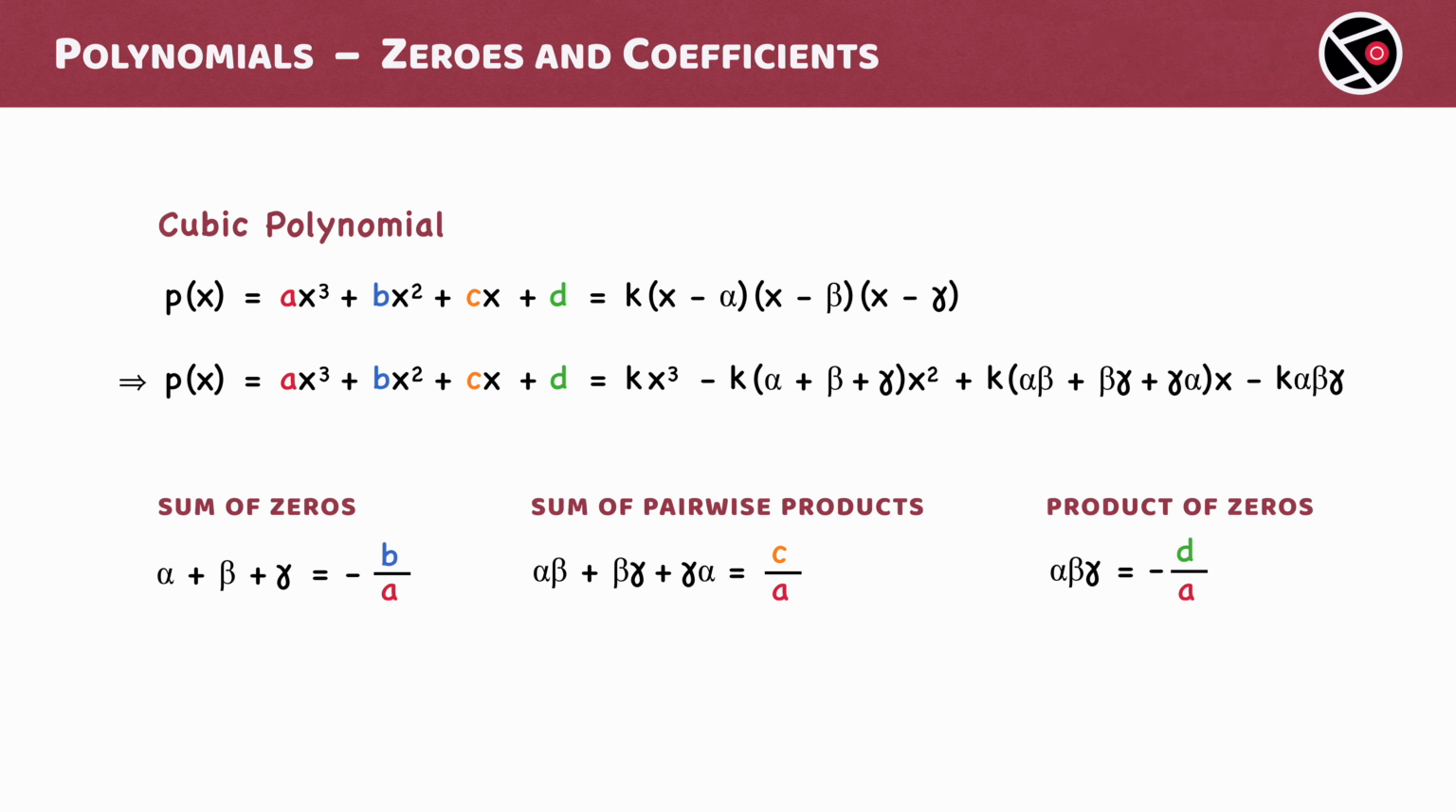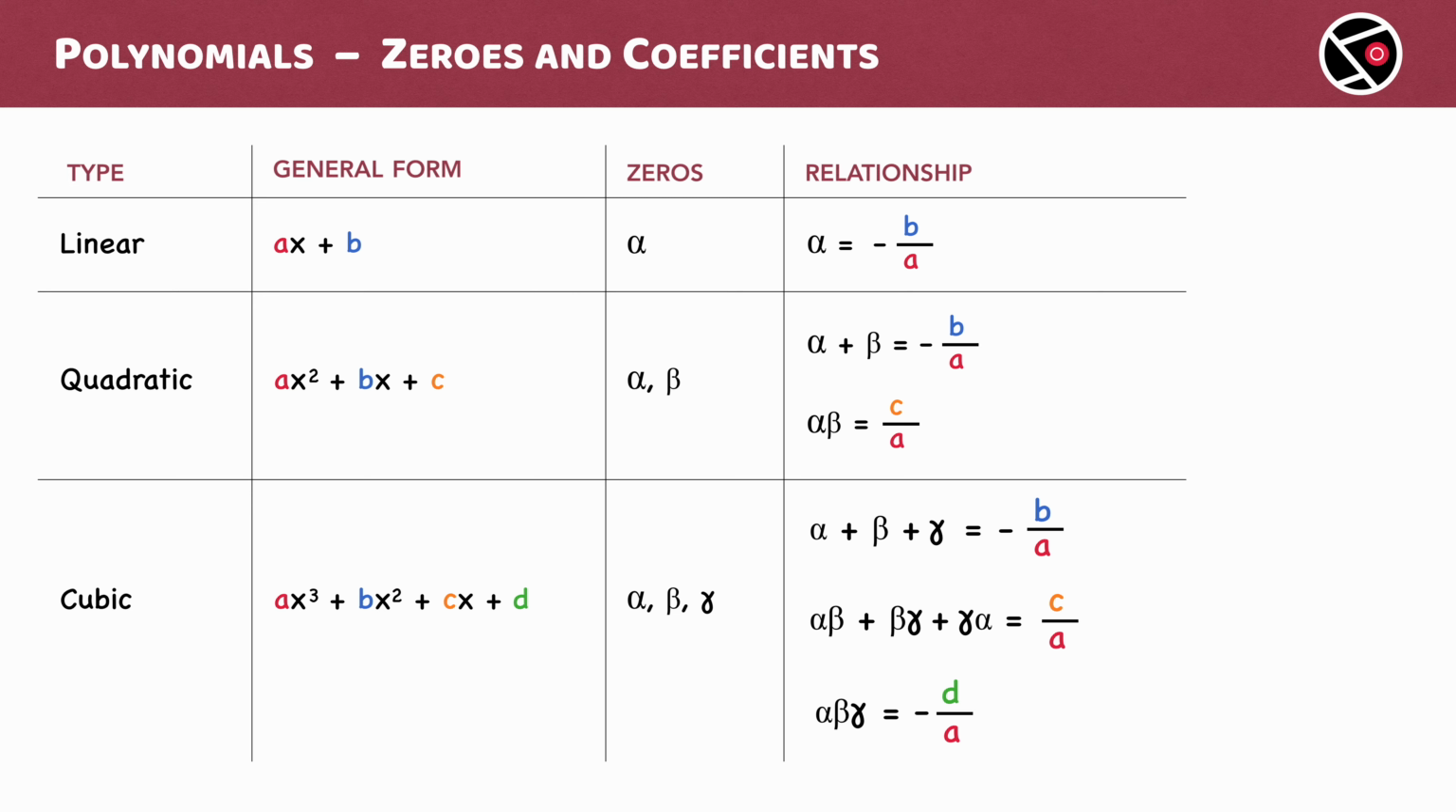Let me now summarize everything that we have learned in this lesson. As the degree of the polynomial increases from linear to quadratic to cubic polynomials, we see a clear pattern. The relationship between the zeros and the coefficients becomes more and more complex, but the core idea remains the same. The zeros of a polynomial are closely related to its coefficients. With this, we come to the end of this lesson.